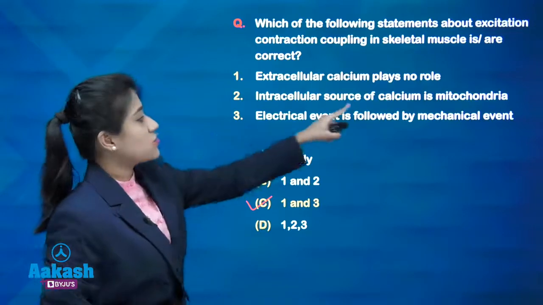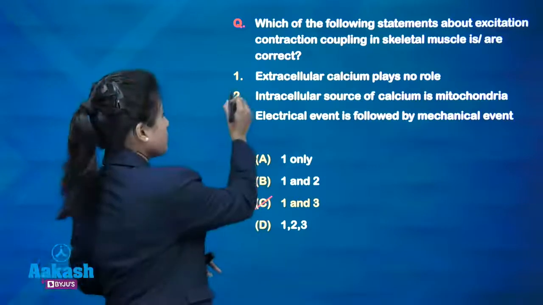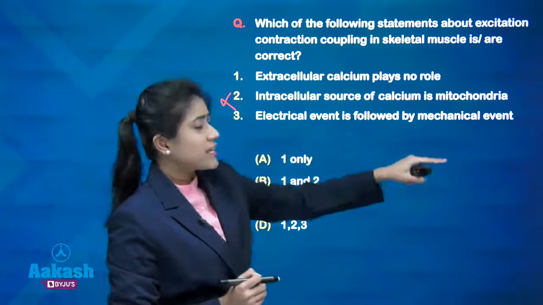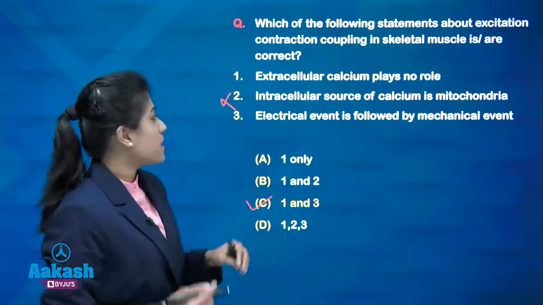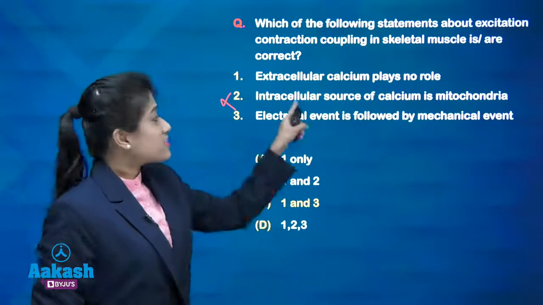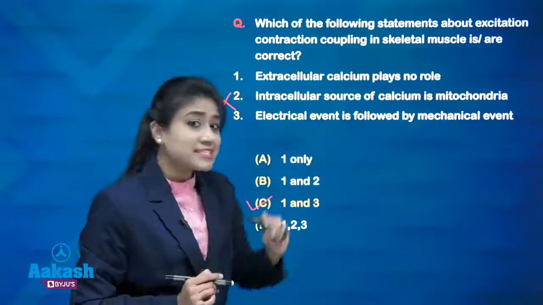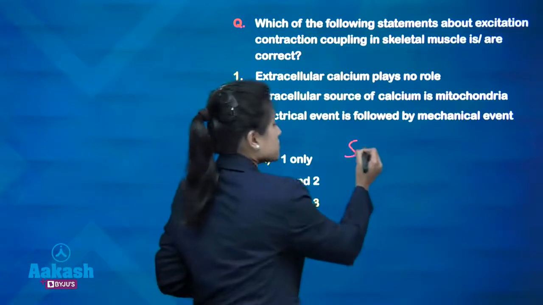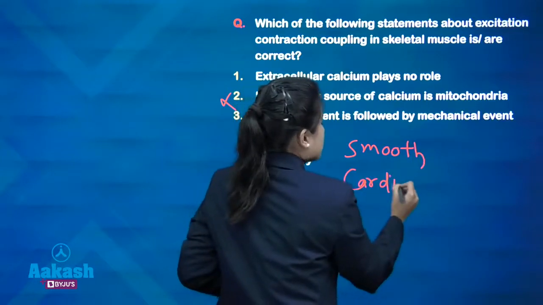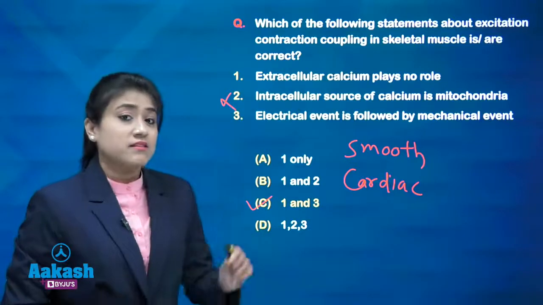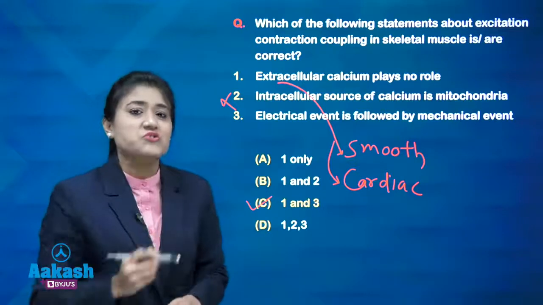And what about the option that the intracellular source of calcium is mitochondria? No, it is sarcoplasmic reticulum, so it cannot be the answer. What about the option that this electrical event is followed by a mechanical event? Yes, first the action potential is produced, then you get the contraction. But one more thing you should remember, that extracellular calcium plays no role in excitation contraction coupling in skeletal muscle. But what about smooth muscle and cardiac muscle? Remember guys, for smooth muscle and cardiac muscle, extracellular calcium is important for excitation contraction coupling.